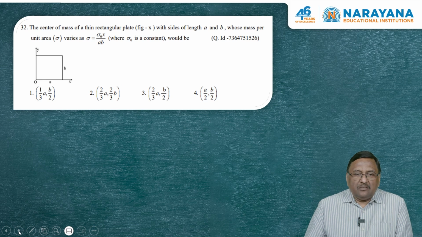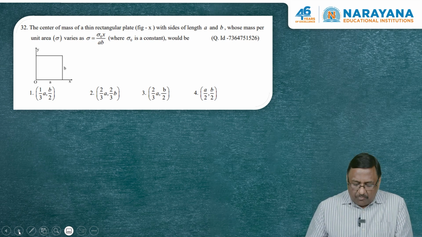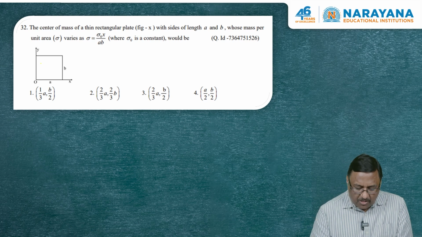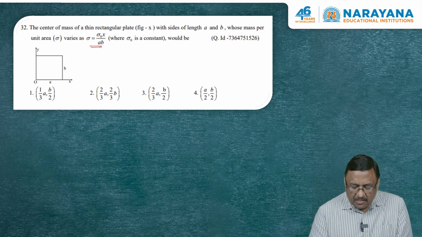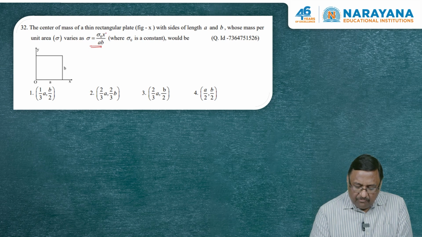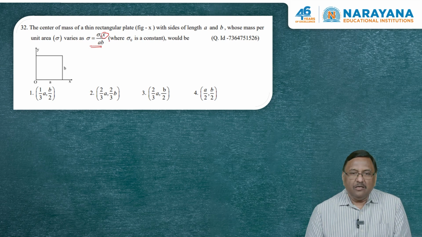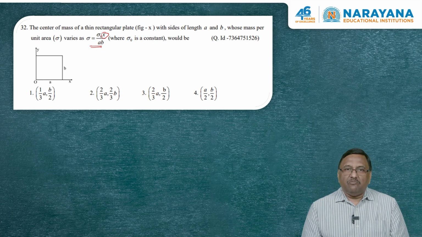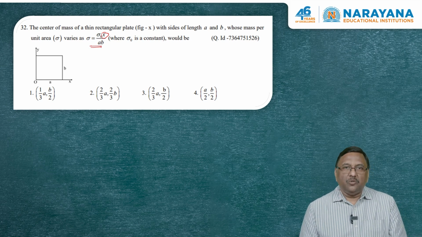So what he is asking is, what is the center of mass? How do we define the center of mass in this situation? One thing is interesting to see here. In this figure, sigma is given to be sigma naught x divided by AB. That is indicating it is varying with x. Sigma is varying with x, but there is no y, that means sigma is constant in the y direction. If sigma is constant in the y direction, we can consider the mass distribution in the y direction to be uniform.